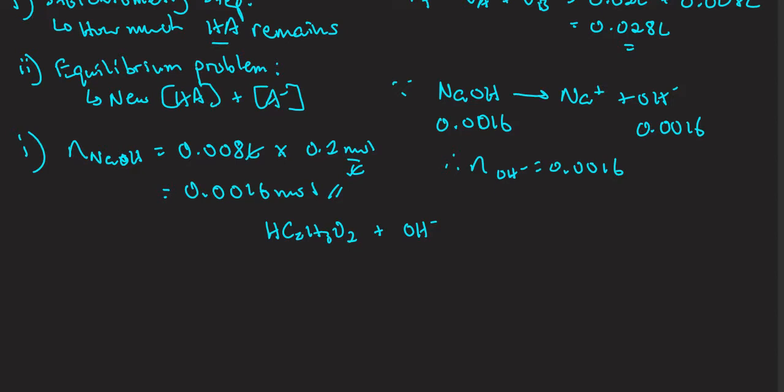Let's continue with our fake ICE table here. I was about to write H3O, but this is our neutralization. So H2O plus C2H3O2. So ICE. We know the number of moles.